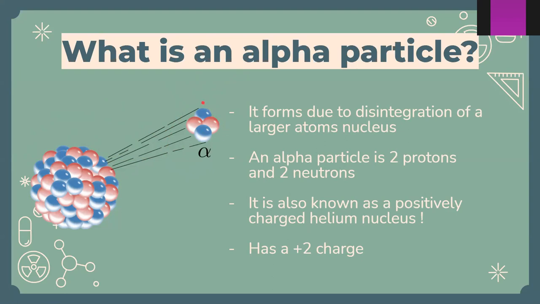It has two protons, say the blue ones, and two neutrons, say the orange, red ones? Yeah, red ones. And it's also known as a positively charged helium nucleus. Since it has two protons, which have a positive charge, it has a plus two charge. So what are the characteristics of an alpha particle, you ask?